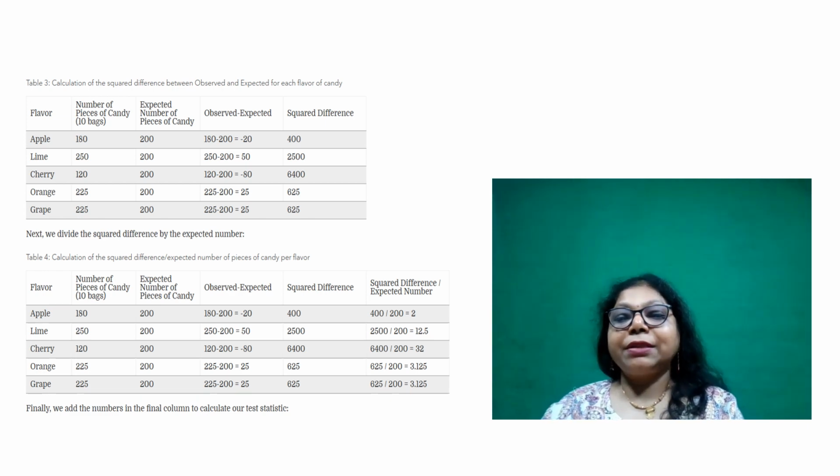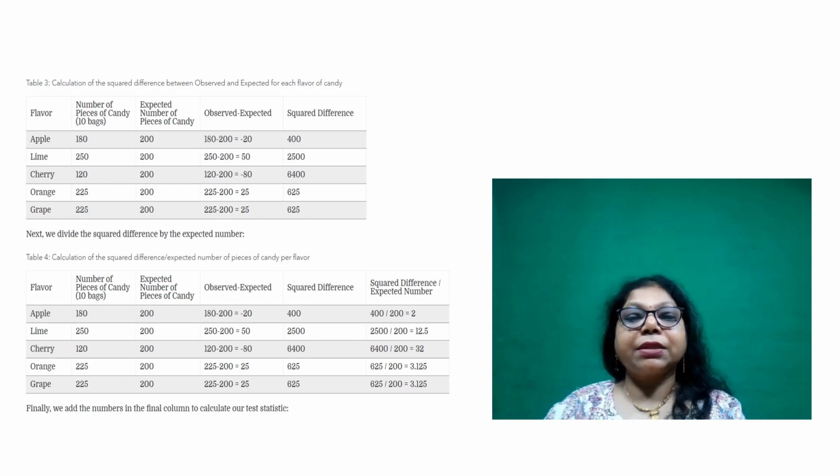So we calculate the test statistic, and our test statistic comes to 52.75. As you can see, I have done the calculation here in the table. All these values are added up: 2 plus 12.5 plus 32 plus 3.125 plus 3.125. This is all equal to 52.75.